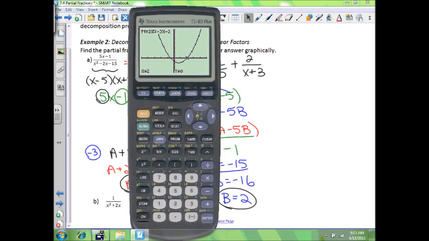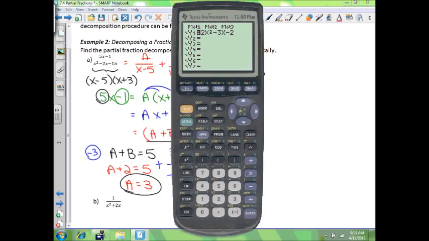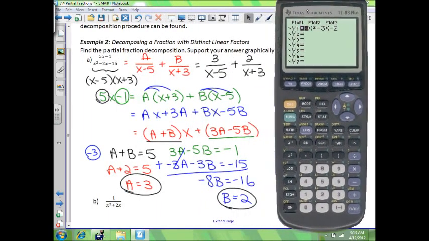Now in your calculator, you'll be able to see this. We'll put them both in. So we'll have 5x minus 1 divided by x squared minus 2x minus 15. I'm going to make this bold here. So we'll have 3 divided by x minus 5 plus 2 divided by x plus 3.